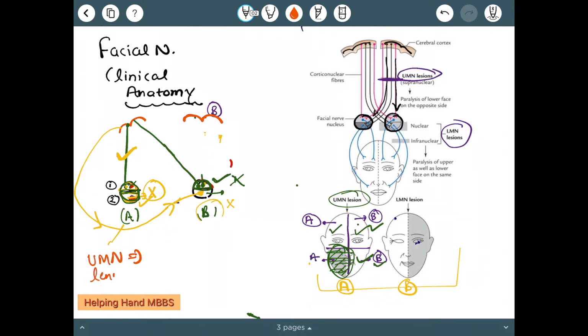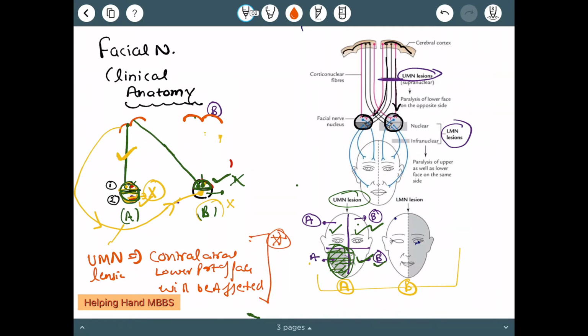Upper motor neuron lesion, contralateral lower part of face will be affected. This is what I want you to understand. So this line is clear, I think, now.